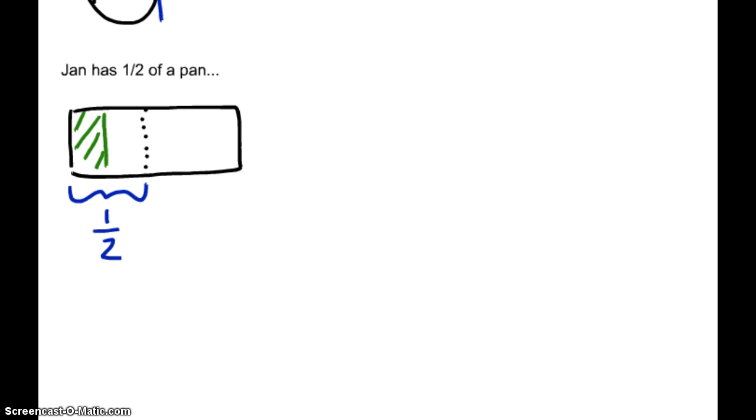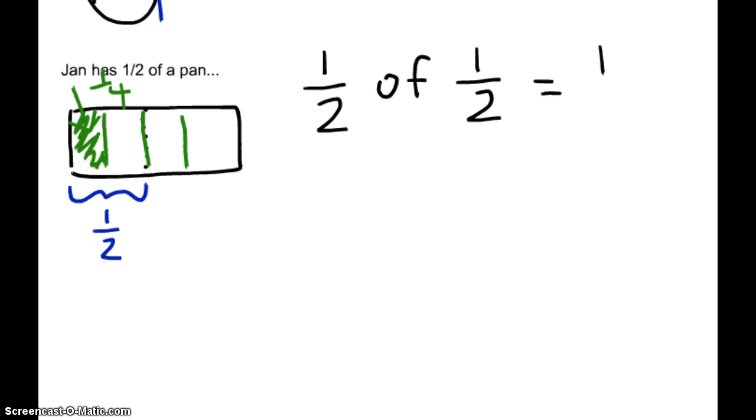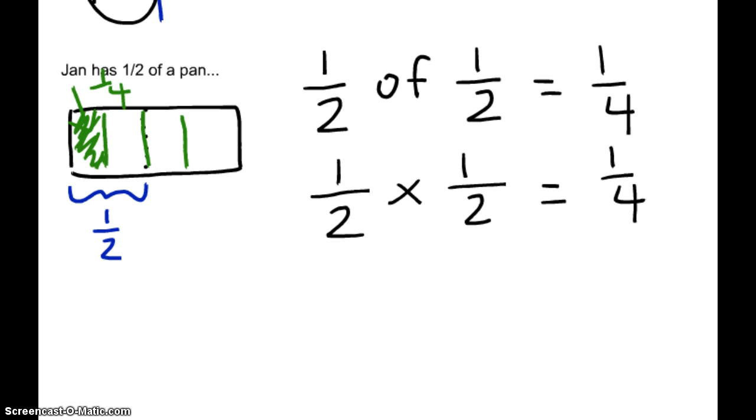How much of a pan is she going to send? Well, she's going to send this much, which is what part of the whole pan? Well, in order to work this problem, we have to make all of our parts the same size. So really, this piece right here is a 1/4. So in this situation, we took half of half, and we got a 1/4. So 1/2 times 1/2 equals 1/4.